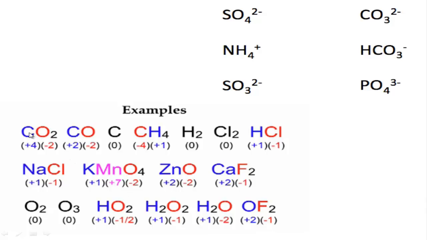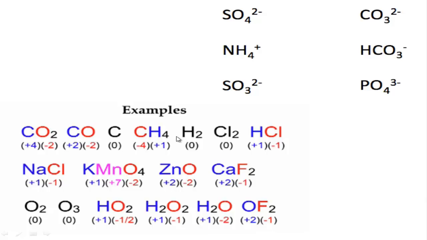But in carbon dioxide, here the oxidation number is -2, but how many atoms are present here? 2 atoms. So if you multiply 2 by -2, then there will be -4. So to become 0, the oxidation number of carbon should be +4. Like this way we can easily identify the oxidation number of other atoms.